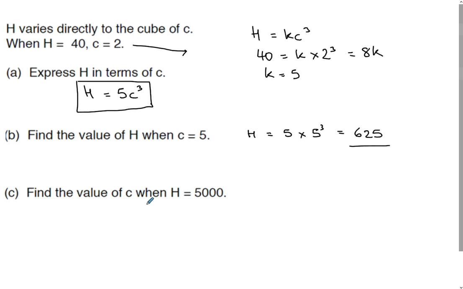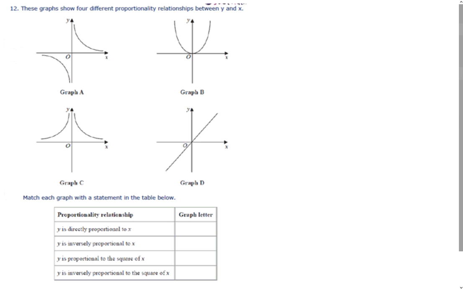Okay, find the value of C when H is 5,000. So we start with 5,000 equals 5C cubed, divide by 5, we've got 1,000 equals C cubed, and cube root it, and C will be 10. Okay, it's quite soothing, isn't it? Say yes.